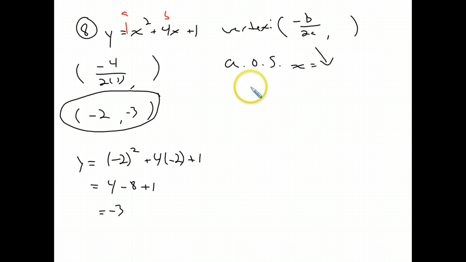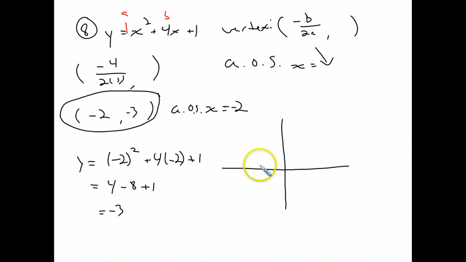So this right here is our vertex. The axis of symmetry is the imaginary line that goes straight through the vertex. Notice, it's just the x point of your vertex set equal to x. So my axis of symmetry on this one would just be x equals negative 2, because that's what the x is in our vertex.